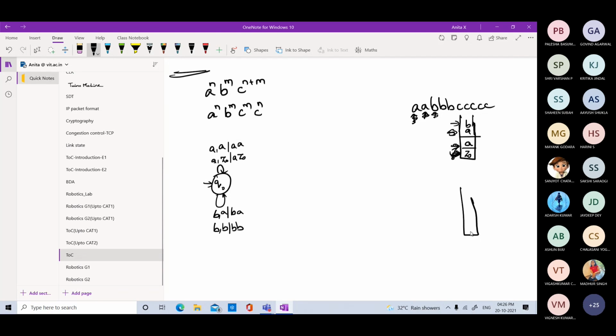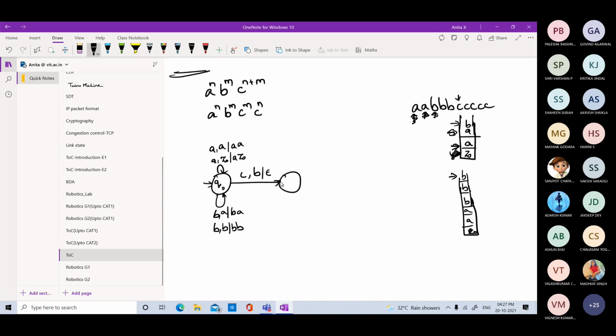So now this will be my stack configuration. Okay, this is my stack configuration. Now my input symbol is C, my stack symbol is B. What should I do? Pop. My input symbol is C, my stack symbol is B. I have to perform the pop operation.